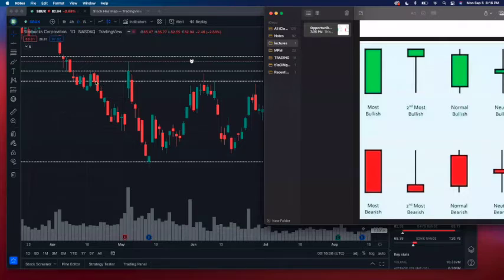Okay, so here's another example. Most bearish, this was at resistance and broke down. Okay, so now look at the move it had after. So it was at resistance, had this candlestick pattern, and then look at the move it had down. That's how you want to look at these.